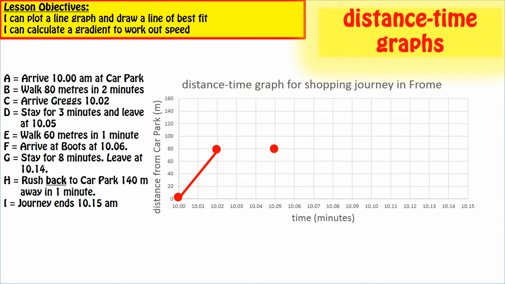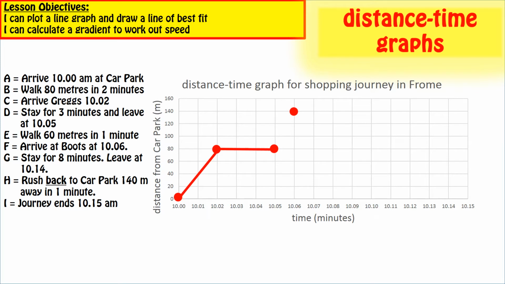Now we're in Greggs for 3 minutes, so we're still 80 metres away from the car park. We're not moving anywhere from the car park, but we're just waiting and waiting for 3 minutes up to 10:05. So we join those points up with a straight line.